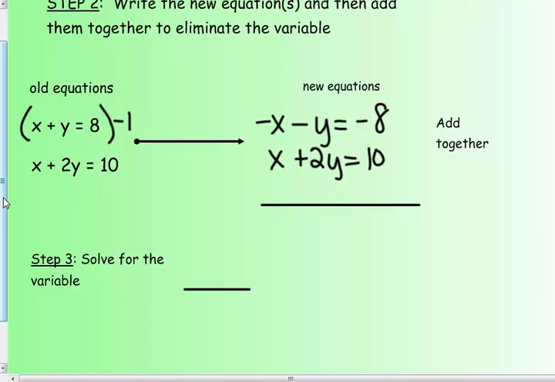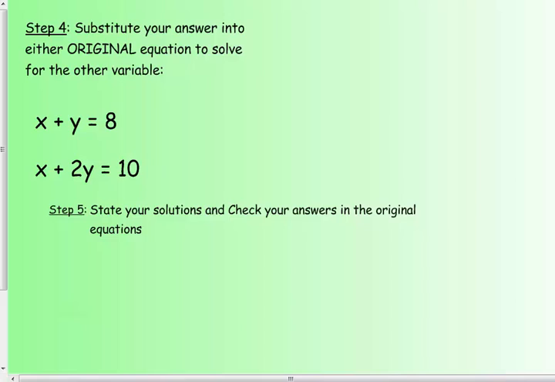Now when I add these together, yes, my x's cancel, and positive 2y and negative y gives me y equals 2. So yes, I solved for the variable. There it is, right there, y equals 2. Step 4, sorry: substitute your answer into either original equation to solve for the other variable.